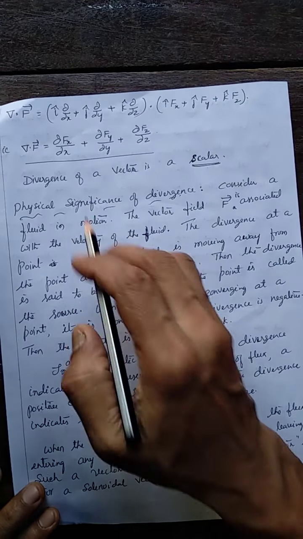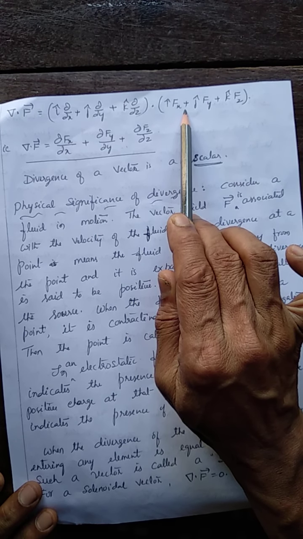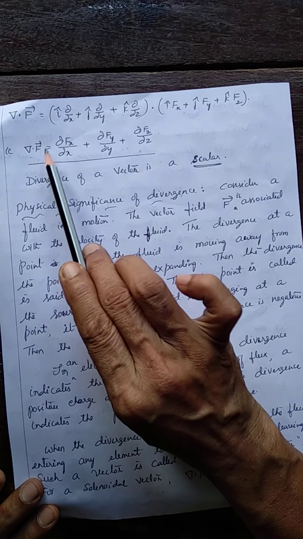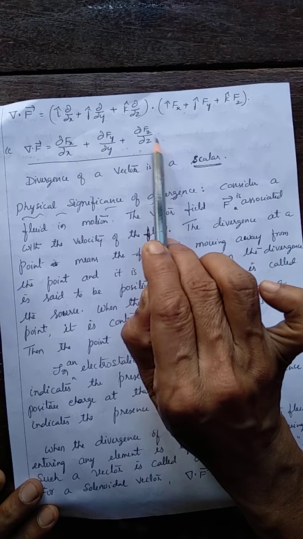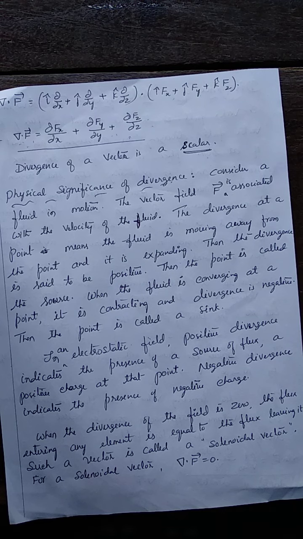This is about divergence. See, this is the expansion: del is this, and F is in terms of its components, so you get del dot F as this. What it says is that the divergence of a vector is always a scalar, with no i, j, k. Now what is the physical significance? By knowing divergence, we can find out the amount of the vector field moving away from a point, or the amount of flux converging at a point. All these things can be found out by knowing the divergence of that vector field.